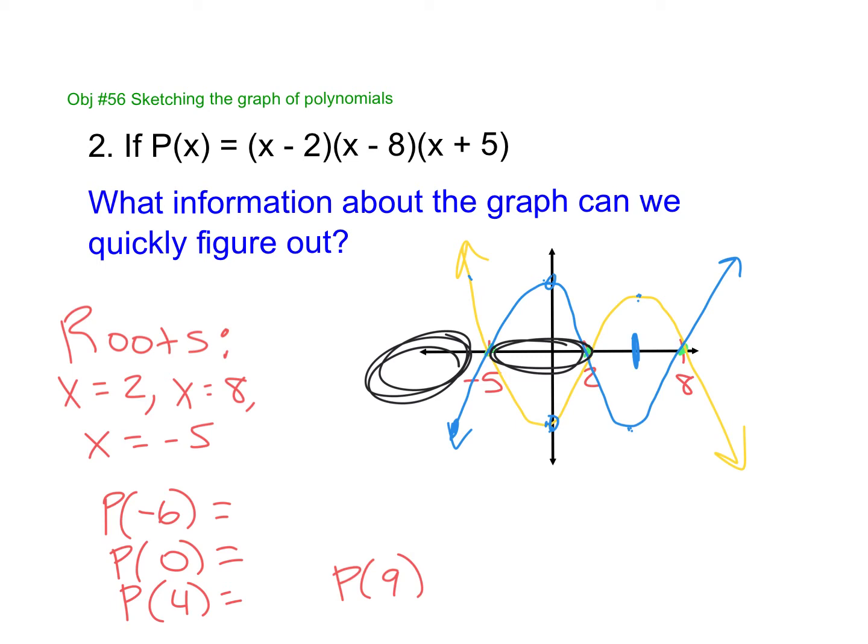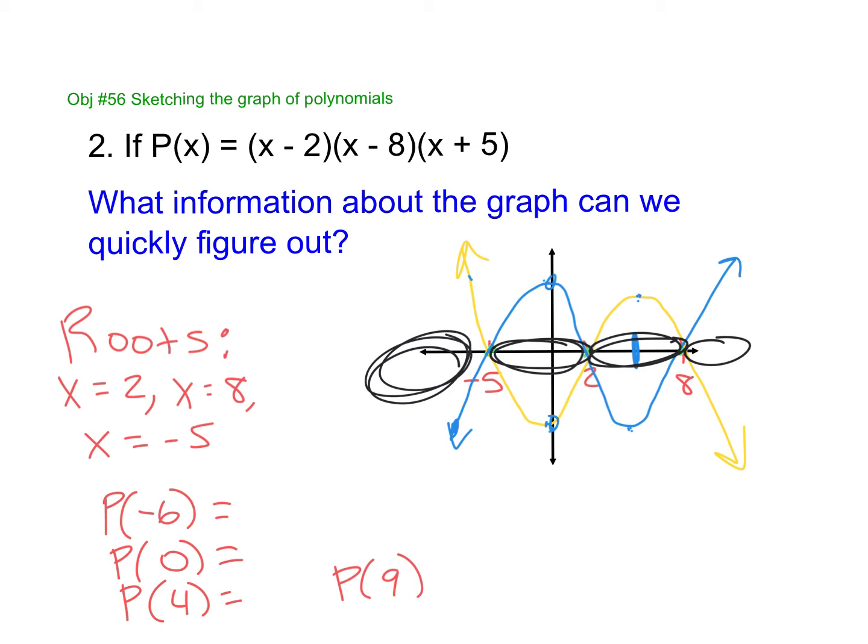You can pick any number you want. Between 2 and 8, I picked 4, and then anything bigger than 8. So we're going to plug in, and we don't really care about the answer, we care about the sign. So grab your calculator, plug into the equation, what do we get? When we're plugging in, you don't have to do anything weird.